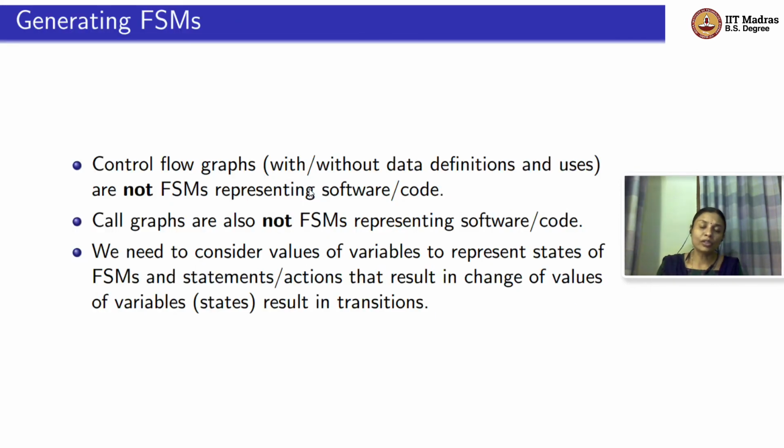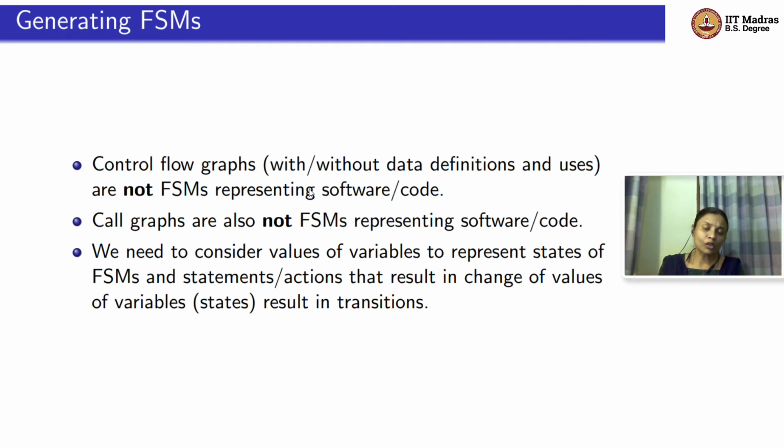For example, it's wrong to take a control flow graph with or without definitions and uses of data variables and call them finite state machines. They are not finite state machines representing the behavior of code or a method or any piece of software. Similarly, call graphs or data flow graphs, that is control flow graphs plus definitions and uses of variables, are also not finite state machines representing behavior of code or any piece of software.